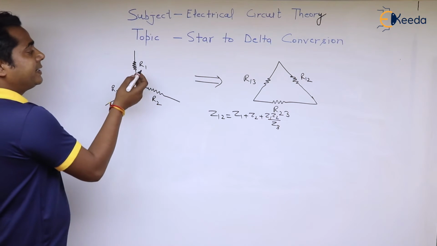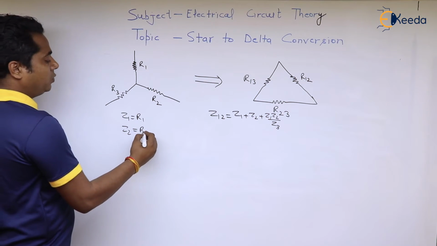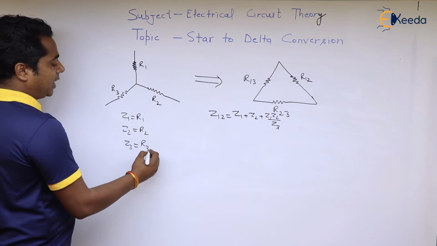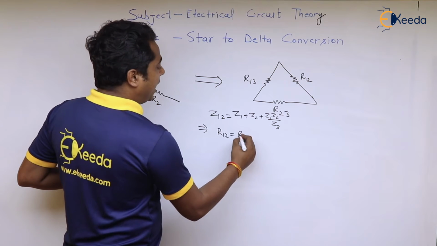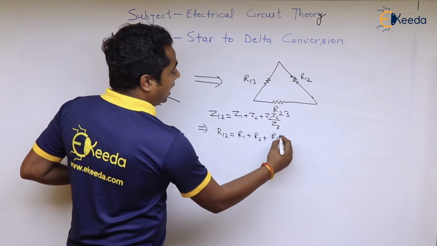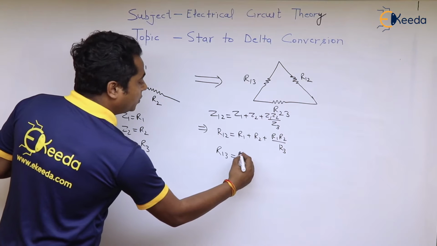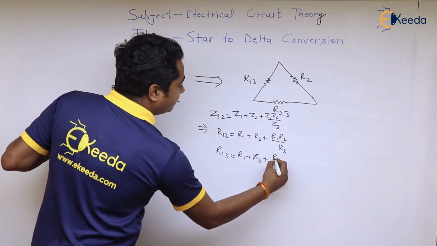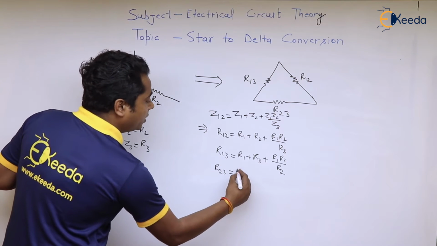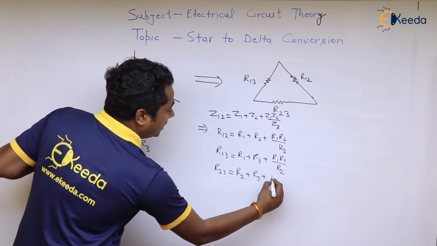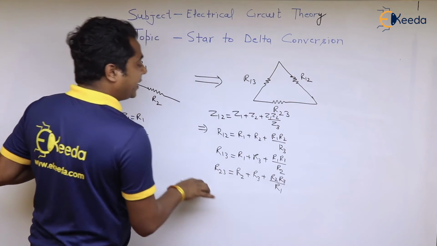We know that in case of pure resistance, the value of Z1 will be equal to R1, the value of Z2 is equal to R2, the value of Z3 is equal to R3, and putting these values, Z12 will be equal to R12, and R12 is R1 plus R2 plus R1 R2 upon R3. In the same way, we can write R13 is equal to R1 plus R3 plus R1 R3 upon R2, and R23 will be equal to R2 plus R3 plus R2 R3 upon R1. So here are the formulas for resistance.